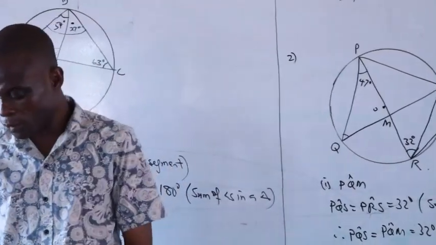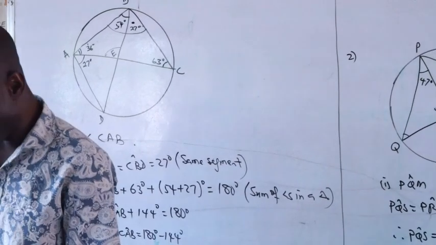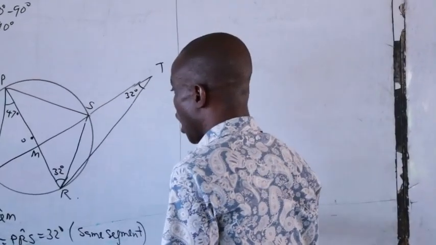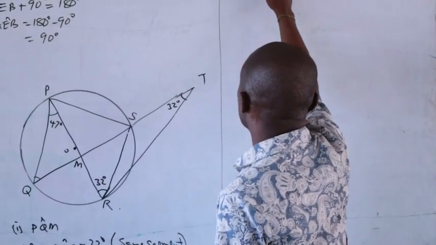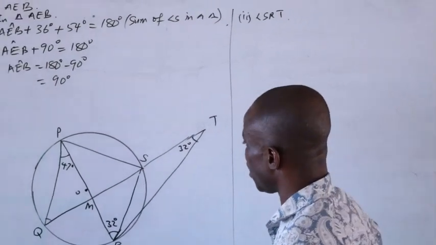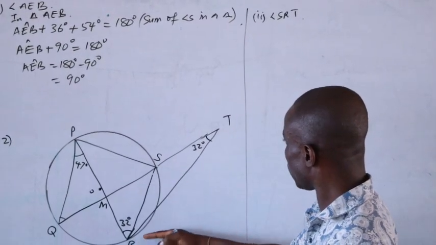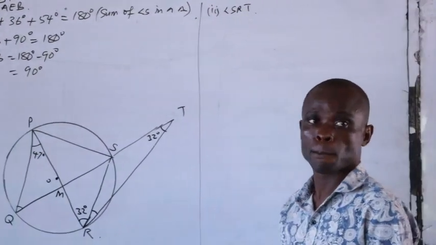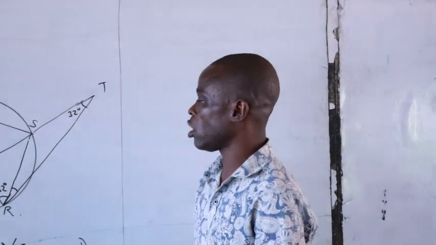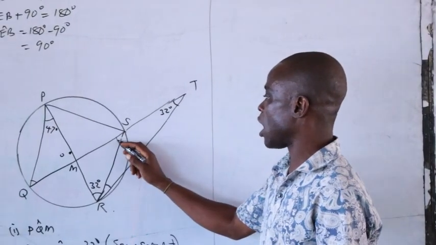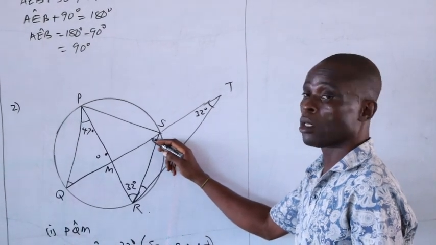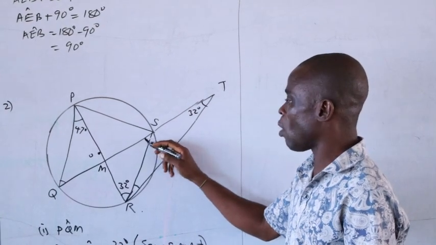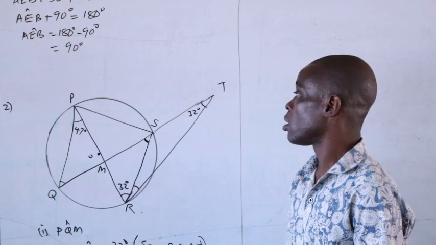But the next question is to find angle SRT. Let me first locate that angle. This is the angle. But I want to use one theorem here. What is the size of this angle? 47. Okay, what is the reason? Why is it 47?